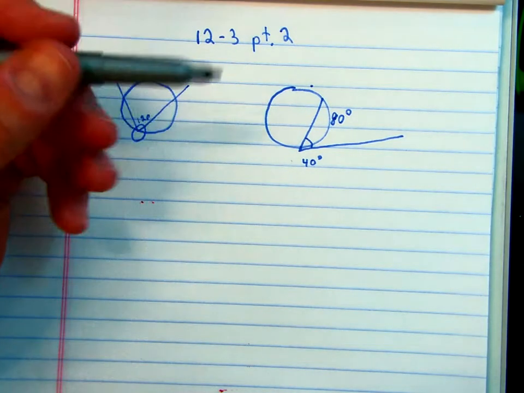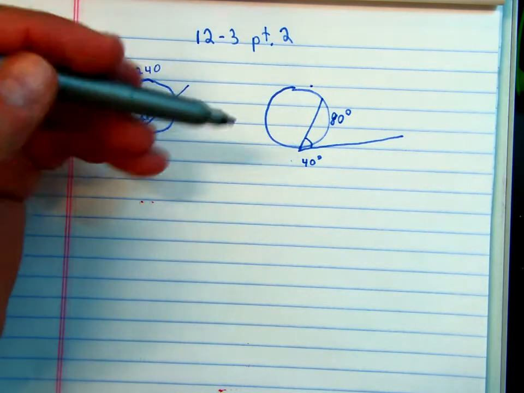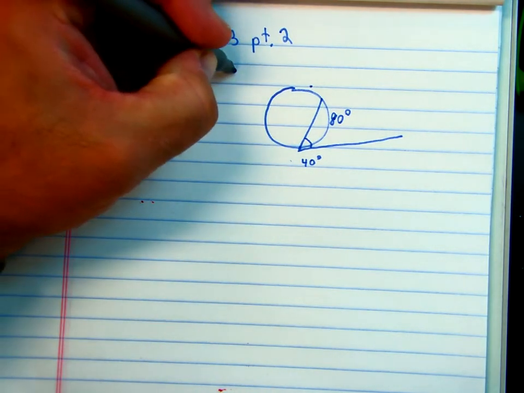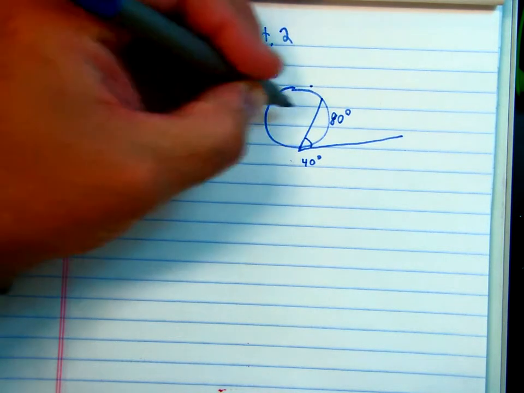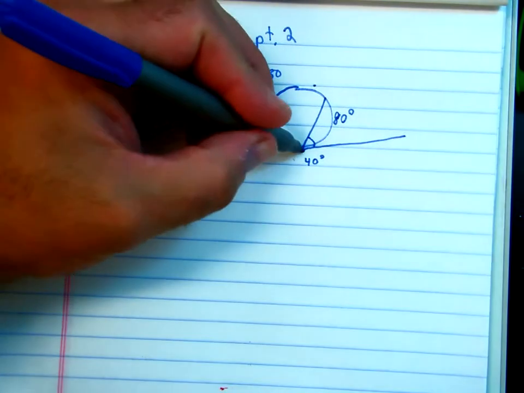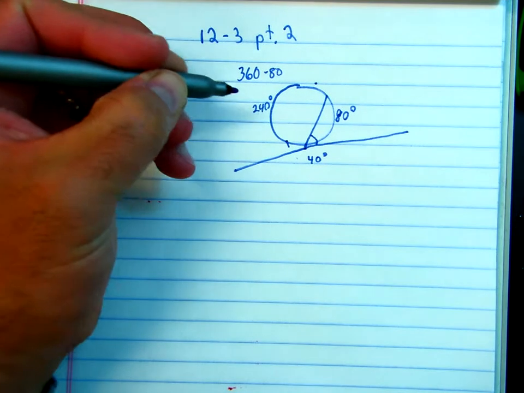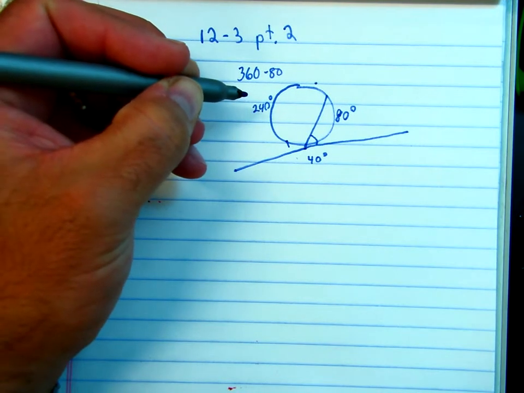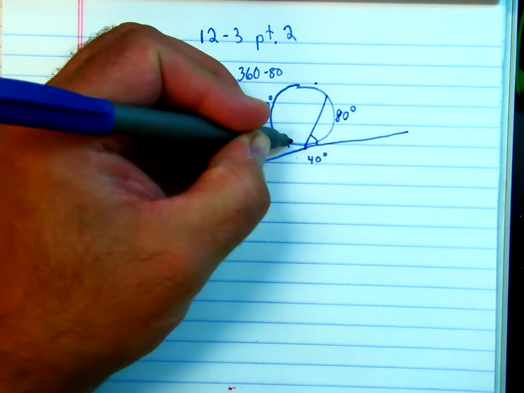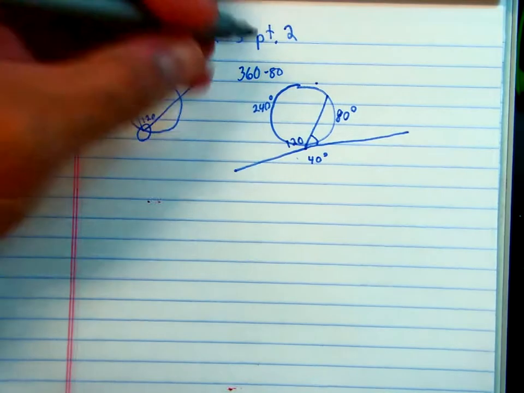So let's use process of elimination. If I know this measurement here is 80 degrees, I can find this measurement because I subtract it from 360. 360 minus the 80 would give me this arc measurement of 240. Okay, which means the other angle measurement would be what? 120. Oh, and I'm sorry, that's not 240, it's 280.